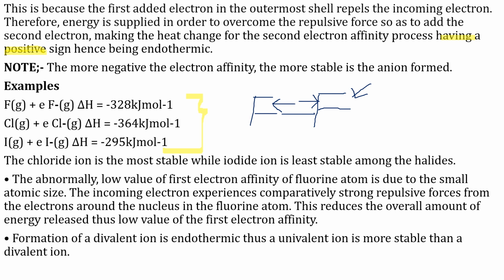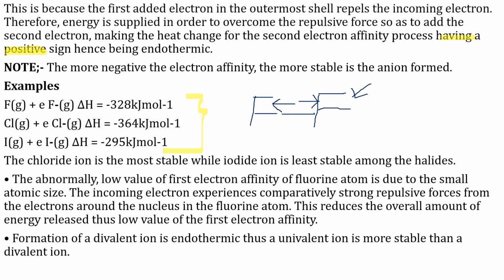So we are saying that the abnormally low value of first electron affinity of the fluorine atom is due to the small atomic size. The incoming electron experiences comparatively strong repulsive forces from the electrons in the fluorine atom. This reduces the overall amount of energy released, thus a low value of electron affinity. You can modify that explanation with the explanation I gave you here.